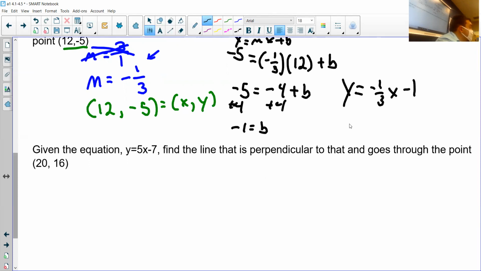What's the slope originally? So what's the opposite of 5? The negative of 5 is? Excellent. That's your new slope. Are you not supposed to change it if it's a fraction? No, you like fraction slopes because they tell you the rise and run.